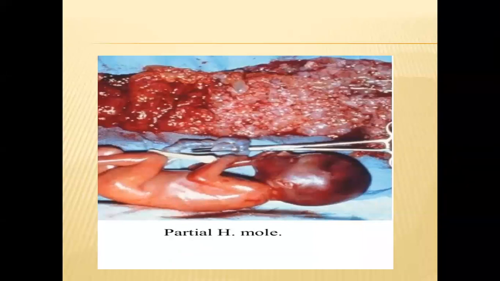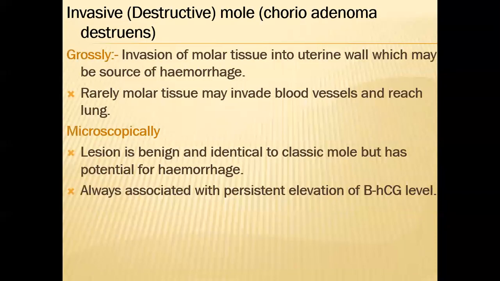when we remove the placenta, most of the time it is dead. Now the third one, after the non-invasive, the second variety of mole is the invasive. Invasive का दूसरा नाम है destructive mole या chorioadenoma destruens, grossly invasion of molar tissue into the uterine wall, which may be source of hemorrhage.